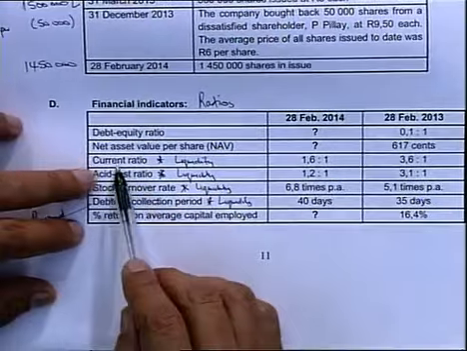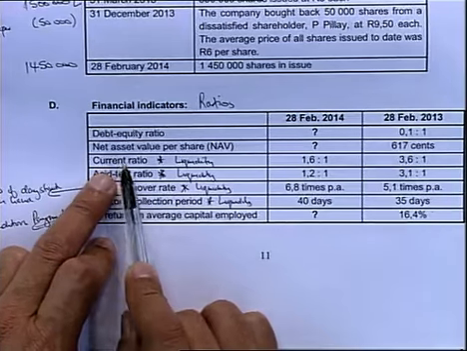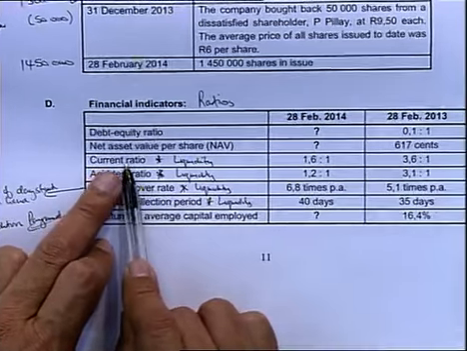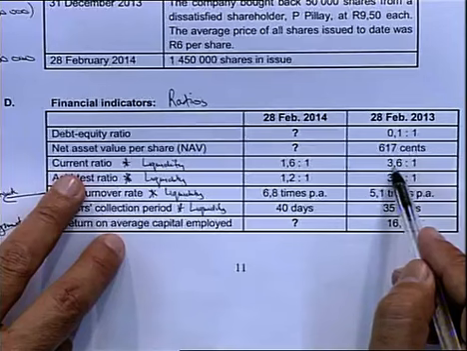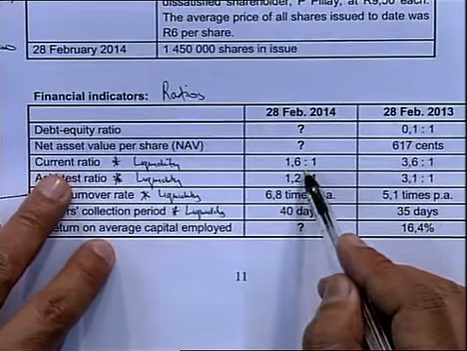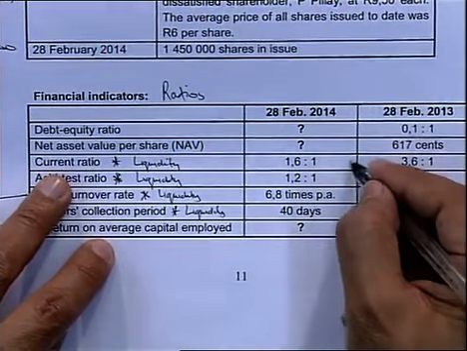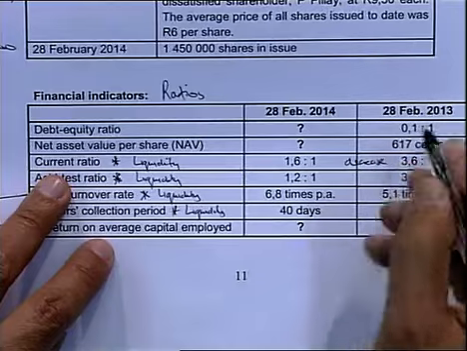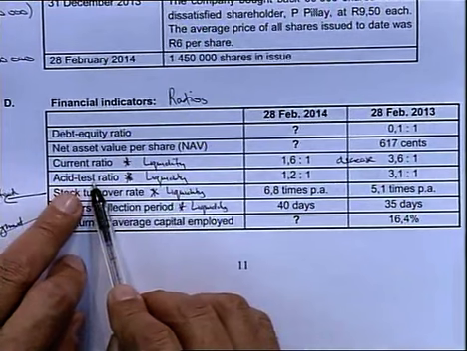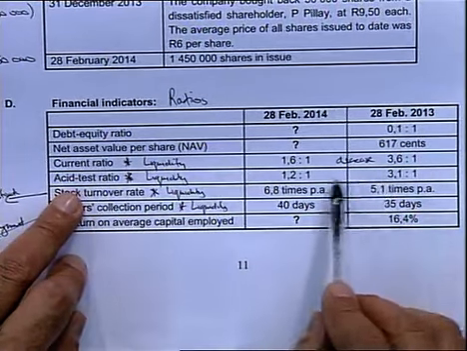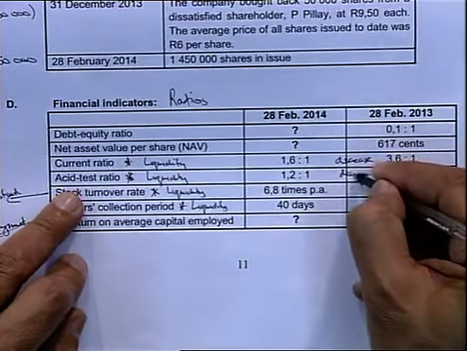For example, when I refer to the current ratio, I'm going to mention the ratio. I'm going to say current ratio. I'm going to look at the trend. Last year it was 3,6:1. This year it's 1,6:1. So the trend, it decreased. I can see there was a decrease. The same with the asset test ratio. I'm going to mention the asset test ratio and look at the trend. It was 3,1. It's 1,2. It's also a decrease.